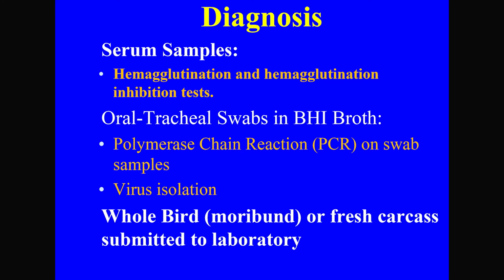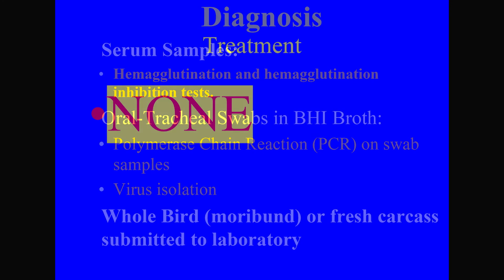How do we diagnose virulent Newcastle disease? Well, serum samples can be used, basically doing hemagglutination and hemagglutination inhibition tests. These are done in diagnostic laboratories. We can do oral tracheal swabs, put those in BHI broth, which is brain heart infusion, and have a PCR test done on the swab sample, and that's a polymerase chain reaction. And then again, the gold standard would be virus isolation. Typically, a whole bird that is sick or a fresh carcass is submitted to the laboratory for diagnostic evaluation.